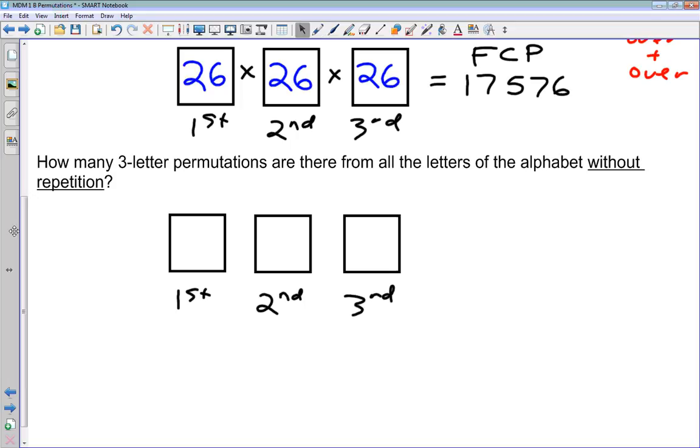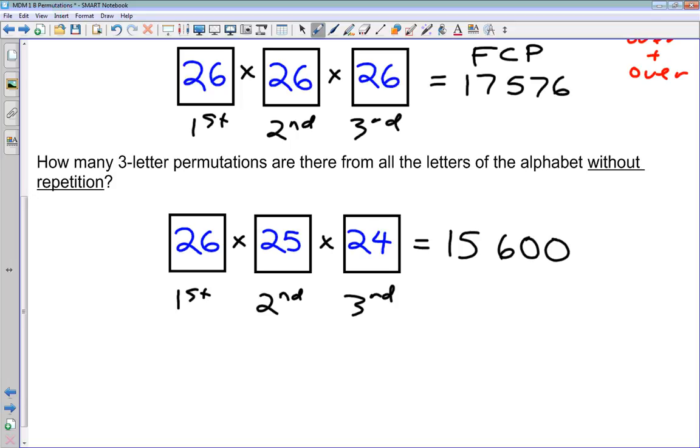We have 26 choices for our first box, but once we have placed a letter in the first position, we can no longer use that letter for the second box. So we only have 25 letters to choose from for our second position. And by the same reasoning, we only have 24 letters to choose from in the third position. So our total number of possible choices is going to be 26 times 25 times 24. And if we work this out, we get 15,600 possible choices.